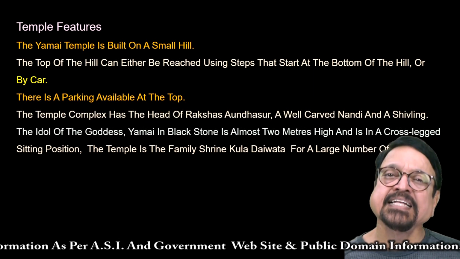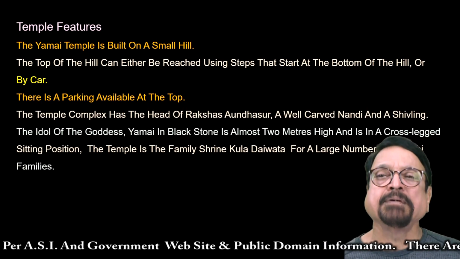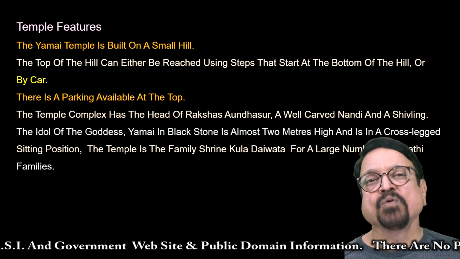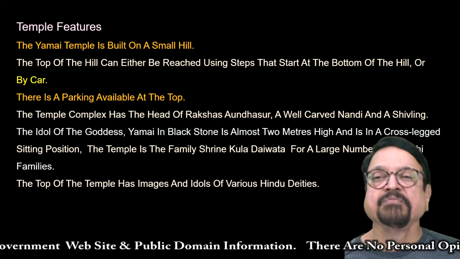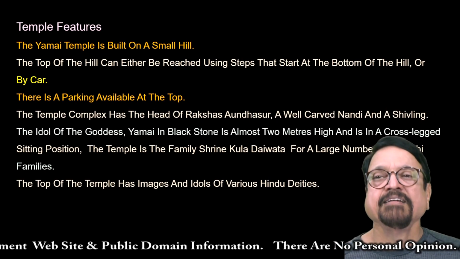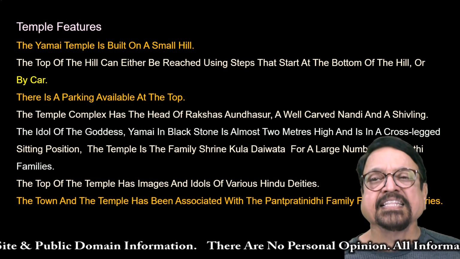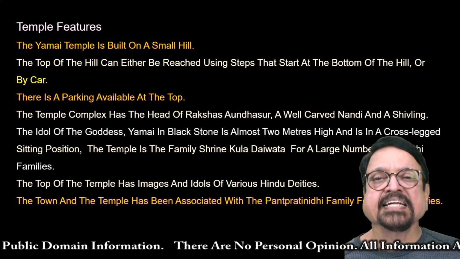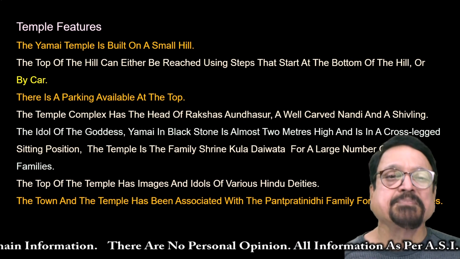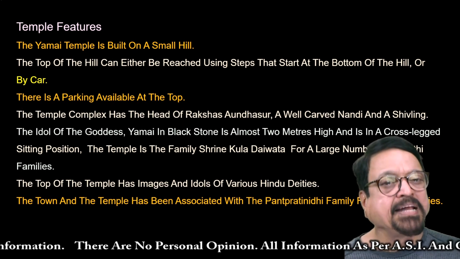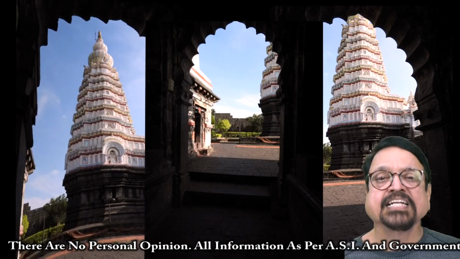The temple is a family shrine, or Kuladevata, for a large number of people in Maharashtra and all over the world. They come here to worship, and she is their family goddess, that is Kuladevata. The top of the temple has images and idols of various Hindu deities. The town and the temple are associated with the Panch Pratinidhi family. The Panch Pratinidhi family were the owners of this temple and the Sansthan.